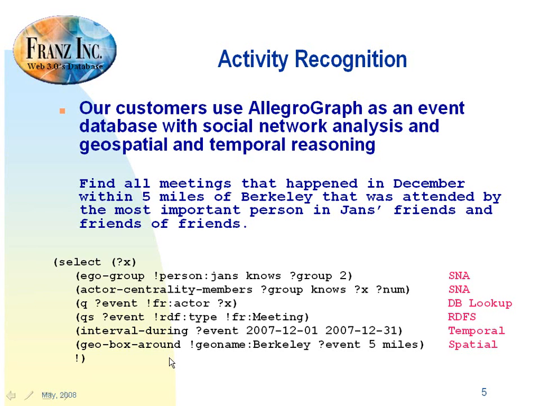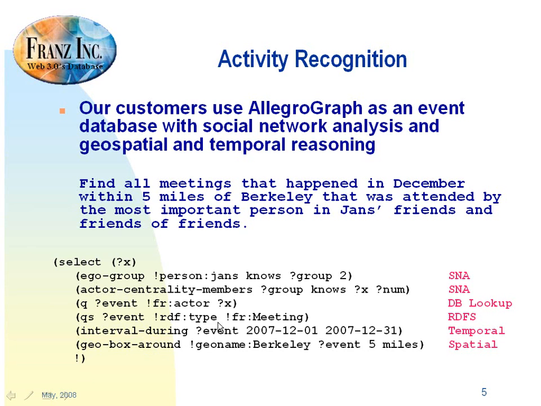Now below you see how we express this query. On the right, if you look at the first clause, we do something with social network analytics, and the next rule is again social network analytics. Again, I'm assuming that people know how to read these rules and that they're familiar with SPARQL. Then we get a normal database lookup. We talk about a particular type of meeting, so we need some RDFS reasoning, and then we talk about something that happened at a particular time within a particular place.